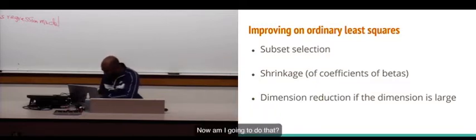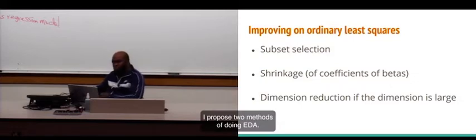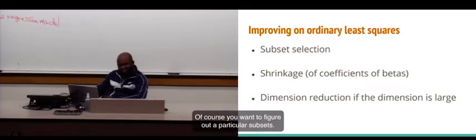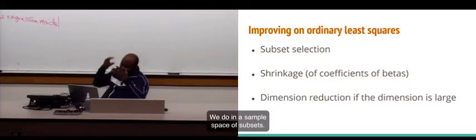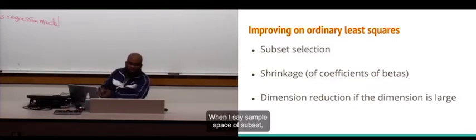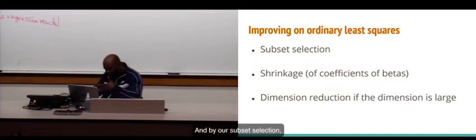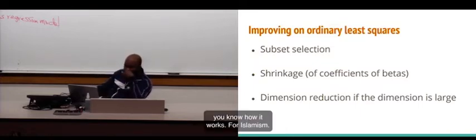And how am I going to do that? I propose two methods of doing that. Number one method is when we consider all subset selection. Of course, you want to figure out a particular subset within a sample space of subsets. When I say sample space of subsets, we have so many possibilities of subsets. And by all subset selection, you know how it works.